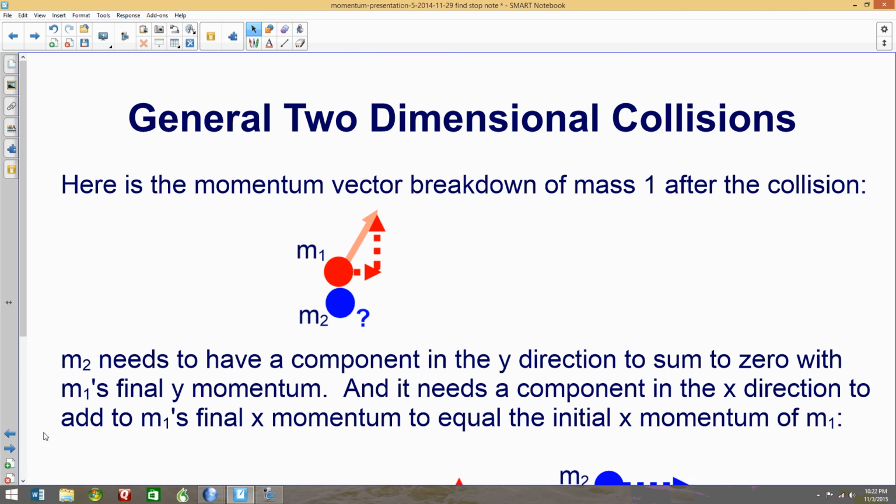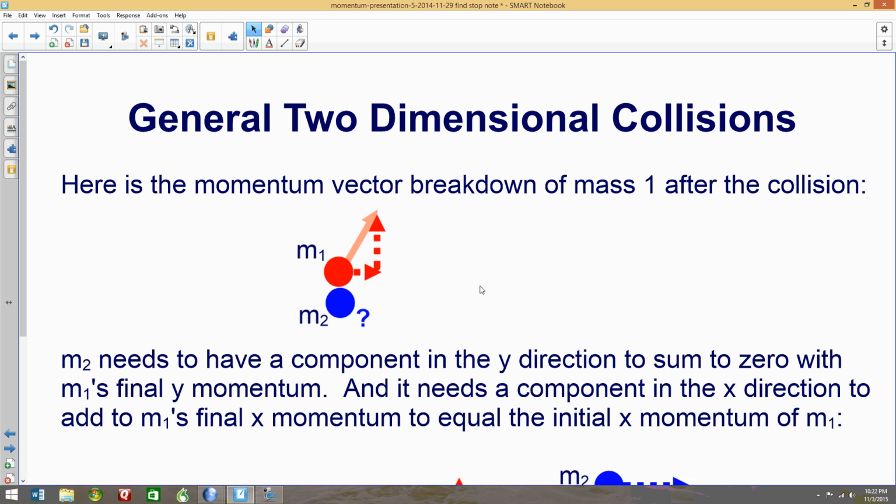Here's the momentum vector breakdown of mass 1 after the collision. m2 needs to have a component in the y direction to sum to 0 with m1's final y velocity, or momentum, sorry. So see this right here? This plus whatever we have for m2 must add to 0. And we need a component in the x direction to add to this piece right here for m2, so that this equals the initial momentum of m1.